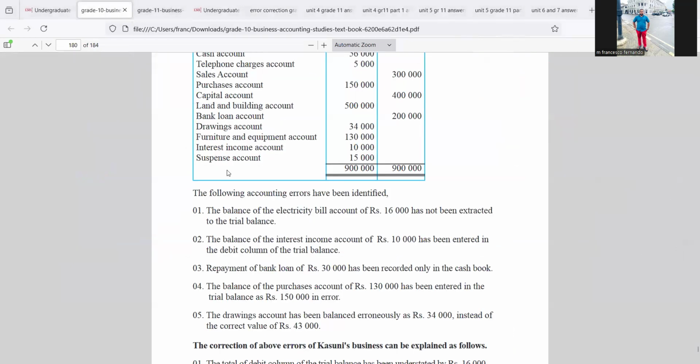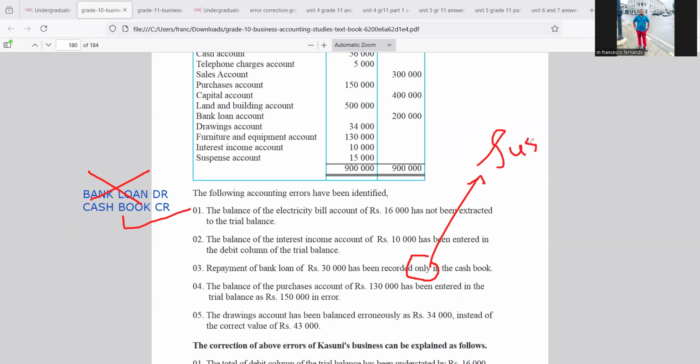Then moving forward, adjustment number 3: repayment of bank loan, rupees 30,000, has been recorded only in the cash book. When we repay the bank loan, bank loan account is debited and cash book should be credited. Here, repayment of bank loan was credited only to the cash book. That means they forgot to debit the bank loan account. When the word only is there, definitely the suspense account is coming.